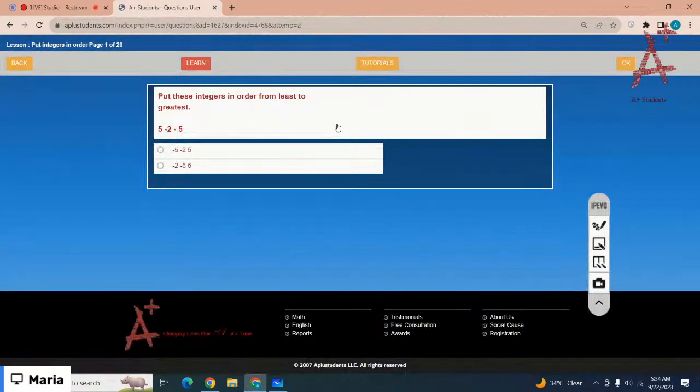So you are given the numbers 5, -2 and -5. But you have two negative numbers given, -2 and -5, right? So we know that -5 is farther from 0 than -2. So that means -5 is the smallest one. Then you have -2, and positive numbers are always greater than negative numbers. So the last one is 5. That would be -5, -2 and 5. So option number 1 is the correct option.